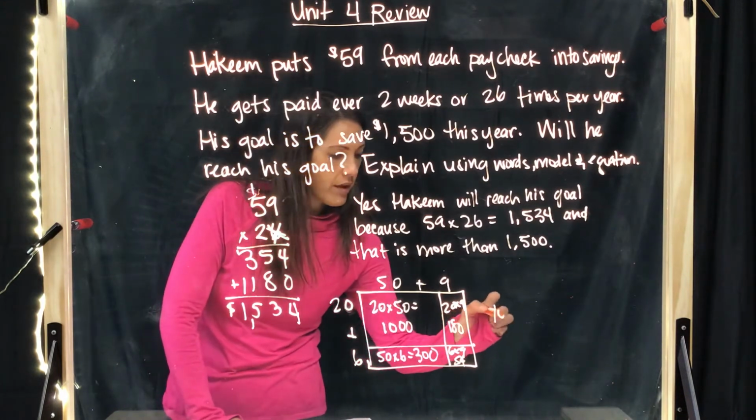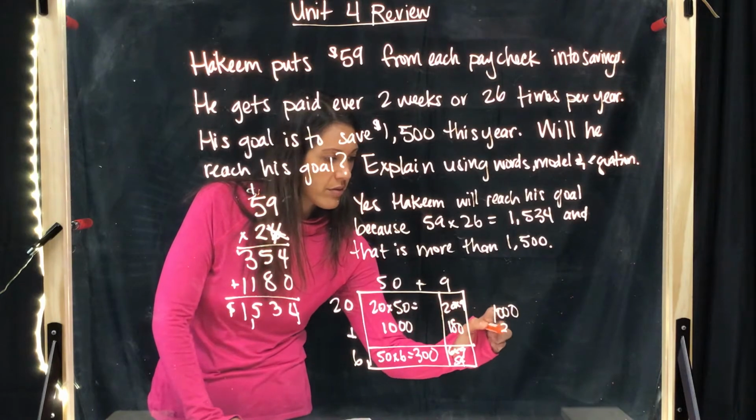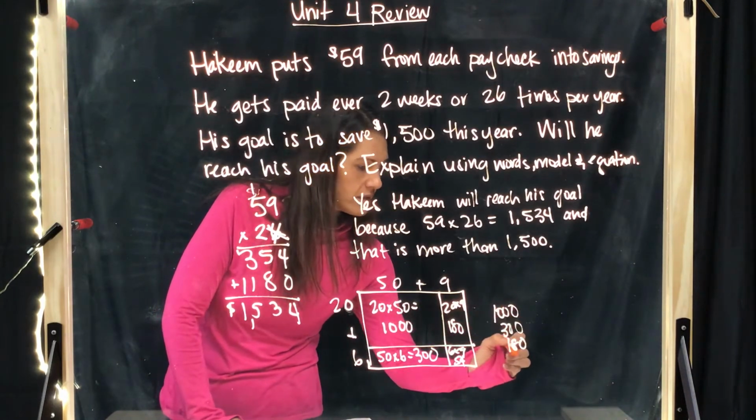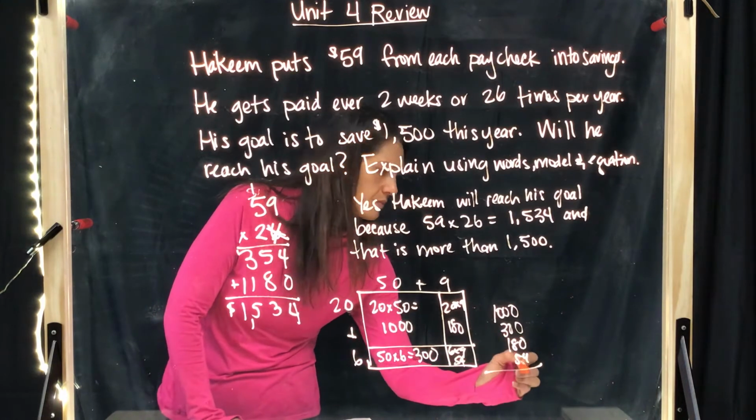And then 6 times 9 is 54. So I have 1,000, 300, 180, and 54.